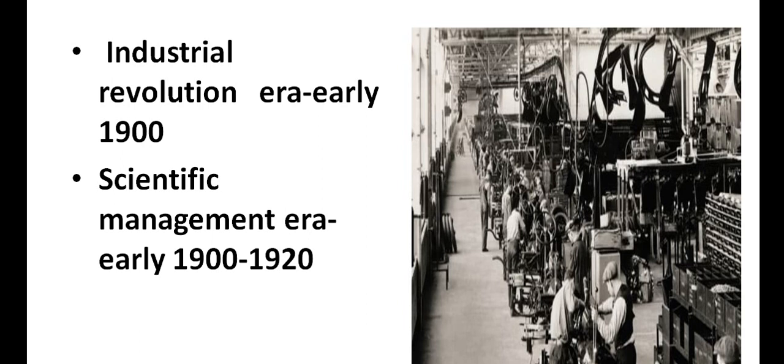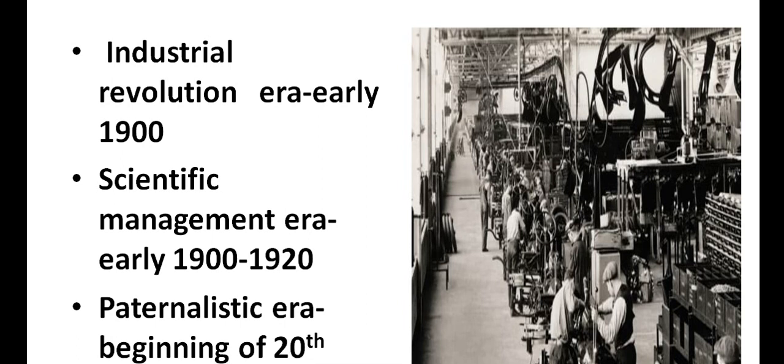The next one was the paternalistic era or the social responsibility era. By the word paternalistic, we mean fatherly approach. Robert Owen, a British industrialist, adopted a paternalistic attitude towards his employees. He regarded the workers as children who must be cautiously guided, trained, and protected. This era had his influence, and hence it saw a remarkable improvement in the working conditions of the laborers.